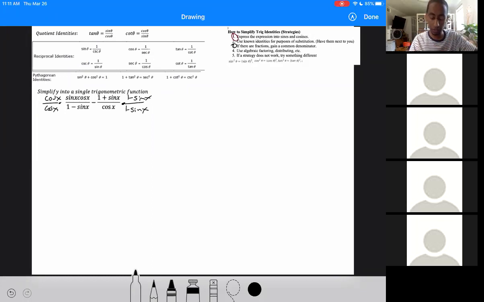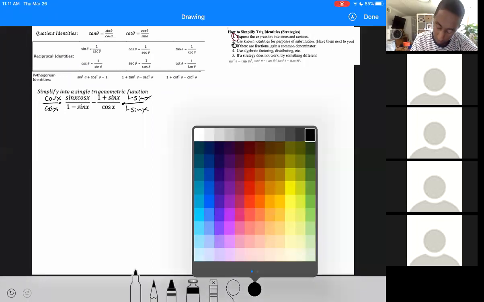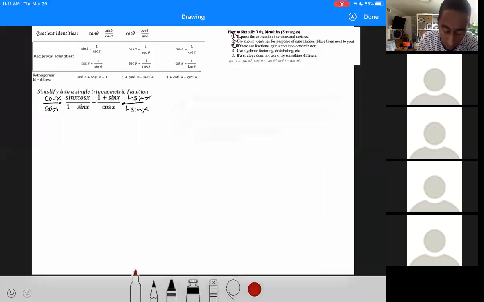So now we need to kind of distribute. Take note that these are together. They are being multiplied. So when you distribute it into that, you don't need to distribute it to the sine and to the cosine. It's just going to be sine of x times cosine squared of x at the top. Bottom is going to be cosine of x times 1 minus sine of x, right?